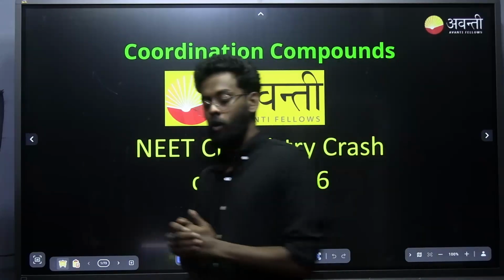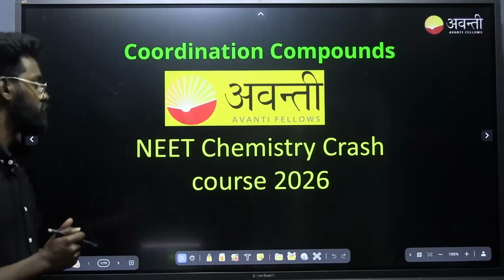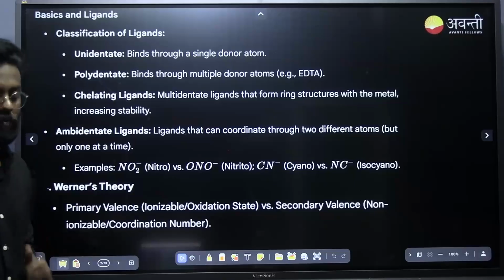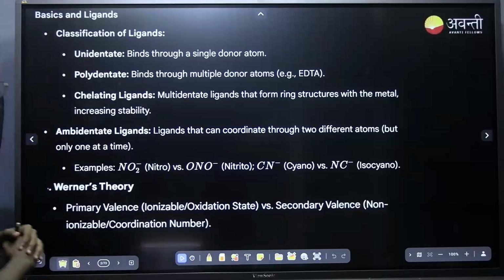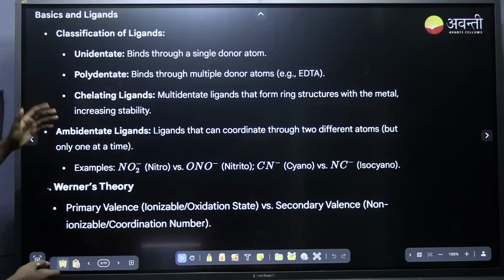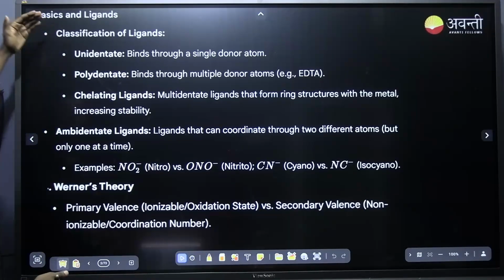So hope all of you are ready. We'll be starting the coordination compound chapter. First we can check what are the important topics covering the coordination compound chapter. The first one is the classification of ligands. We know that ligands are classified based on their charge as well as based on their denticity. So based on that we will be classifying the ligands.